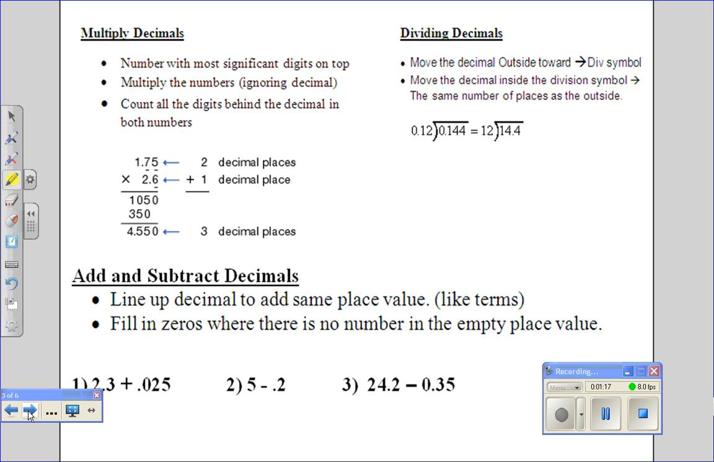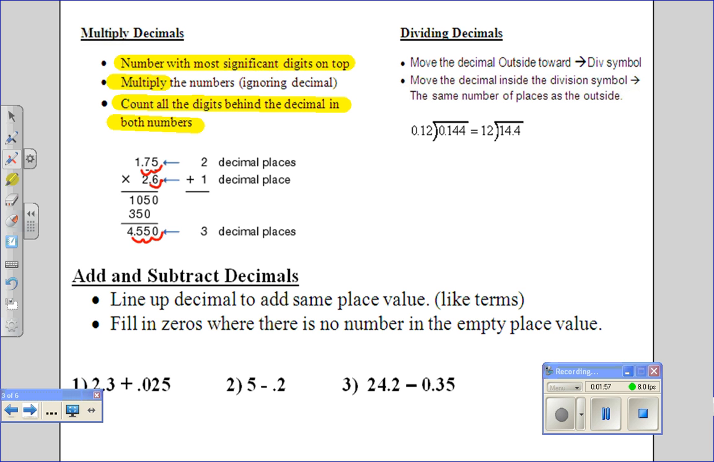First thing to always remember when you're multiplying decimals is you want to put the number with the most numbers in it on top. That way you're doing less multiplication. When you line them up, line up the numbers, not the decimals. You're going to multiply just like you would normally multiply numbers together. Then you have to count up all the digits behind the decimal in both numbers, and you put that same amount in your answer. So if you look at this particular problem, you can see that there were 2 spots and 1 spot. That's why we put 3 spots in the answer.